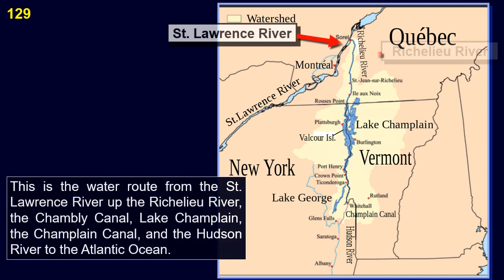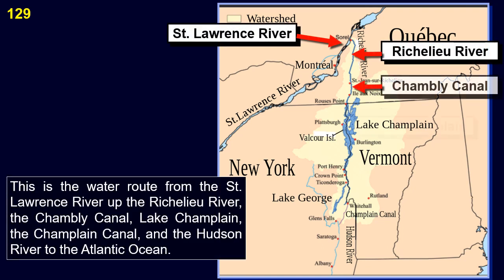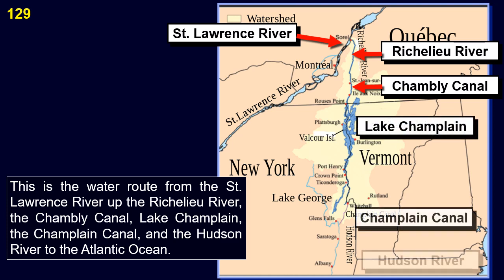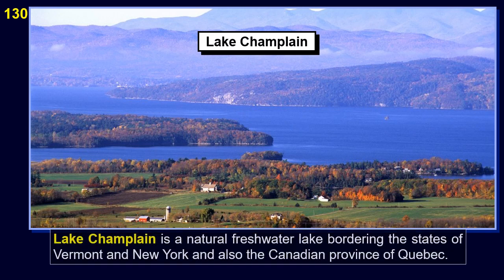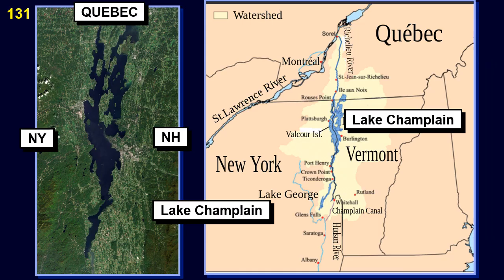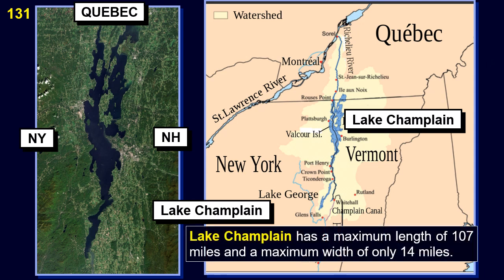This is the water route from the St. Lawrence River up the Richelieu River, the Chambly Canal, Lake Champlain, the Champlain Canal, and the Hudson River to the Atlantic Ocean. Lake Champlain is a natural freshwater lake bordering the states of Vermont and New York, and also the Canadian province of Quebec. Lake Champlain has a maximum length of 107 miles, 172 kilometers, and is quite narrow, with a maximum width of only 14 miles, 23 kilometers.